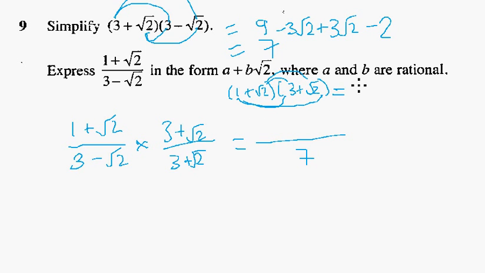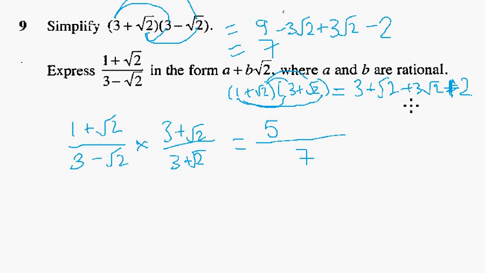1 times 3 is obviously 3. 1 times root 2 is root 2. Root 2 times 3 is 3 root 2. And root 2 times root 2 is 2. Now, add the integers together. We've got 3, we've got 2. Sorry, that should be a plus. 3 and 2, add them together, you get 5. Then you've got root 2 and 3 root 2.